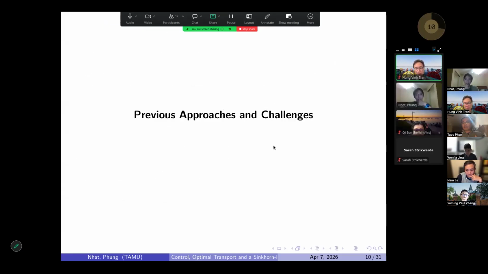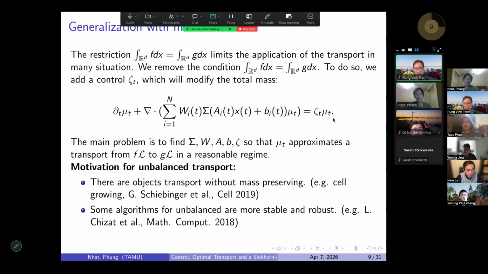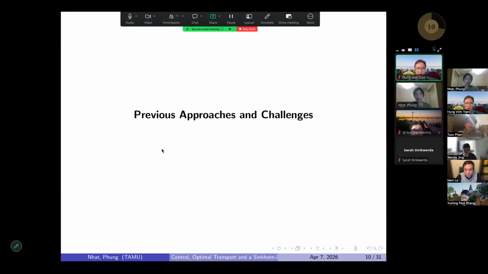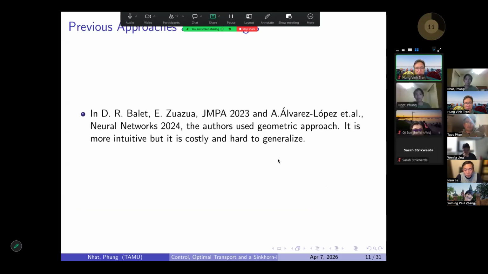Now, for previous approaches and challenges, the previous approaches are mostly focused on the balanced case. For unbalanced transport, for the inhomogeneous transport, not many people are doing neural transport yet. So it's kind of a blank in this case.